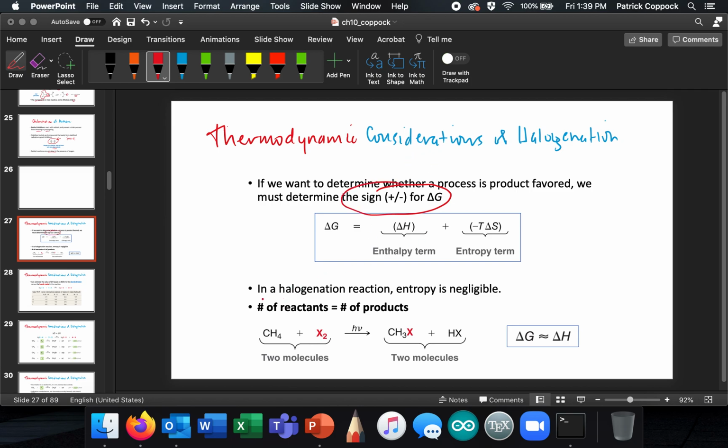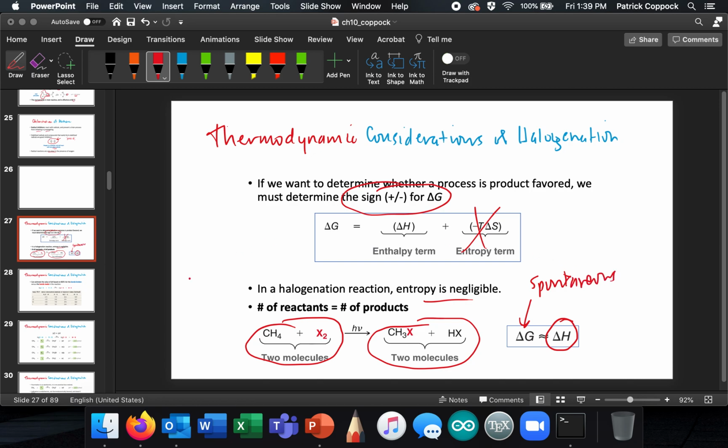Is it going to be spontaneous or not, right? So in a halogenation reaction, the entropy term is negligible because we start out with 2 moles of reactants and 2 moles of products, right? Since this term is basically negligible, it's not zero, of course, but it's negligible, then if we understand the change in enthalpy, we can make a prediction about whether or not the process is going to be spontaneous, right? It's going to happen or not.